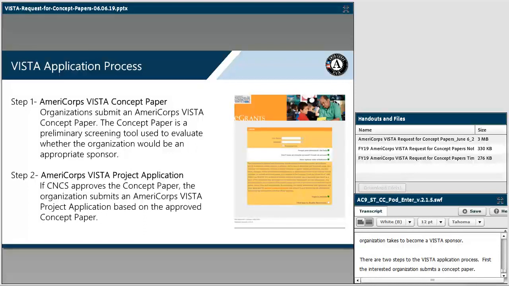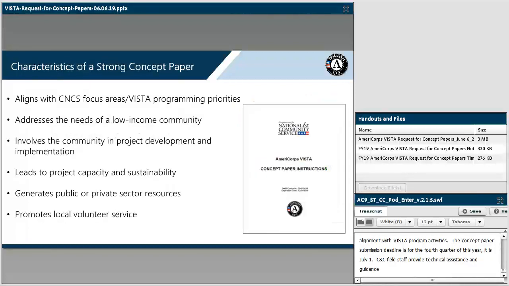If CNCS approves the concept paper, the organization is invited to submit a full application. As we've said, CNCS field staff are available to help provide technical assistance and guidance during both the writing of the concept paper and the full application.